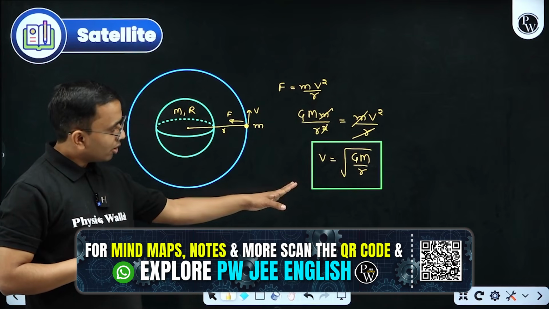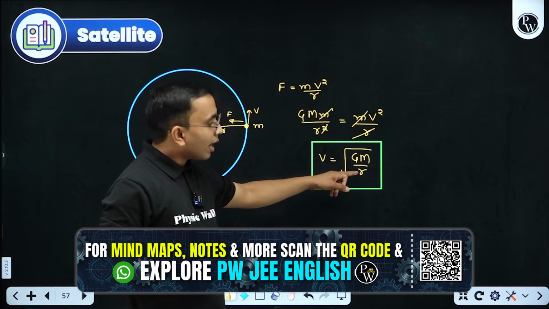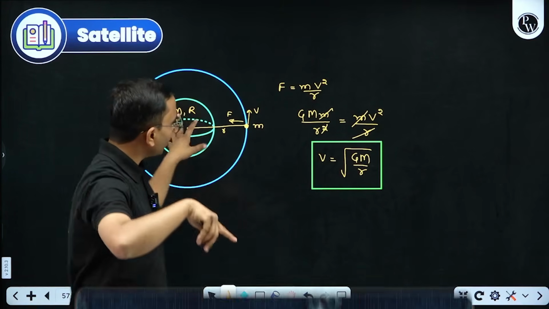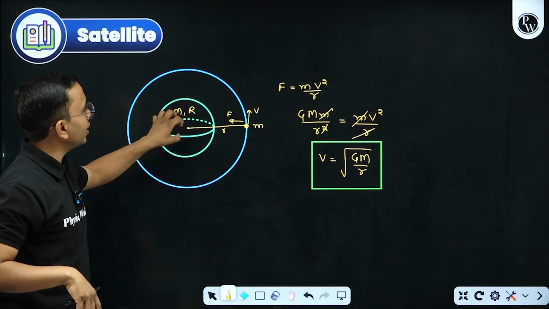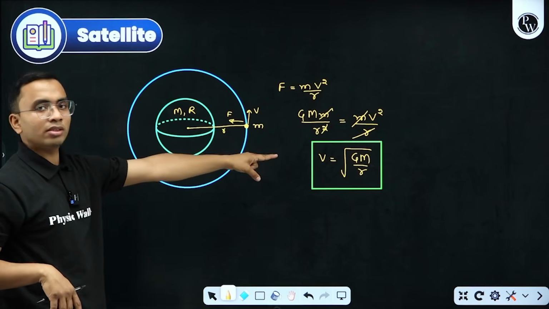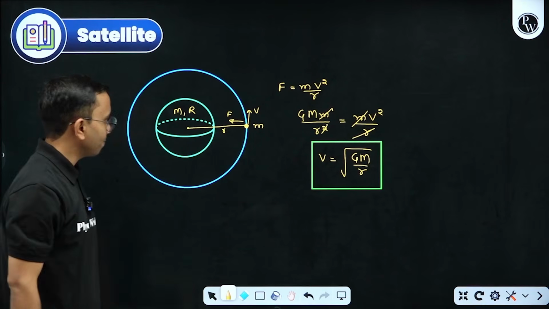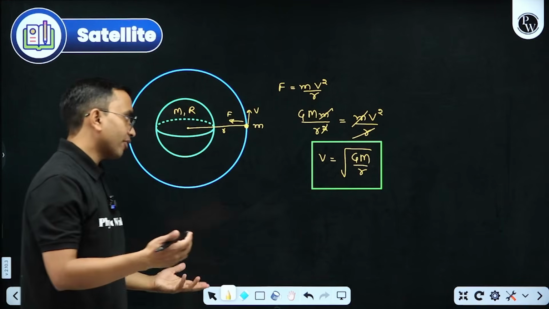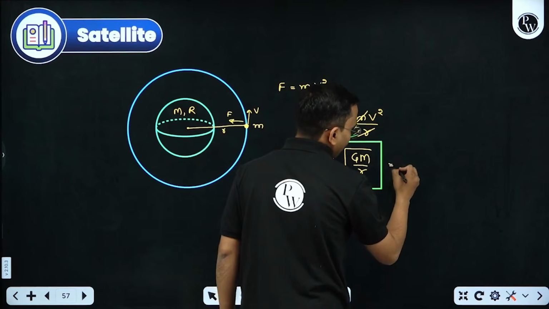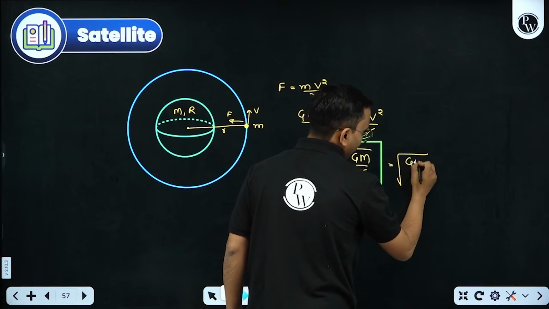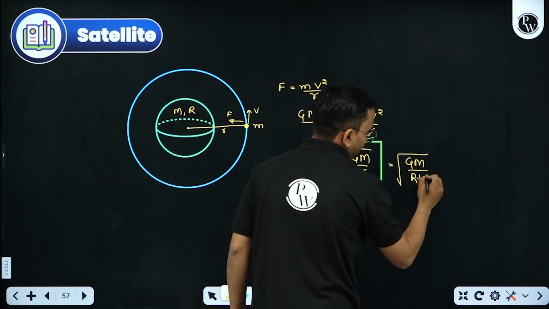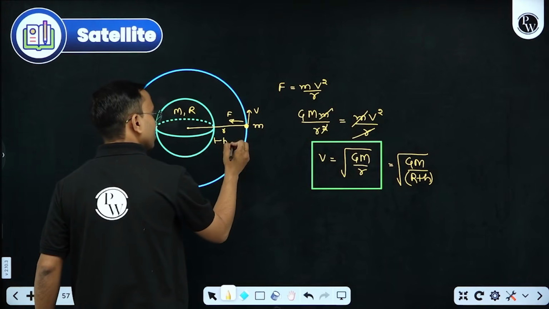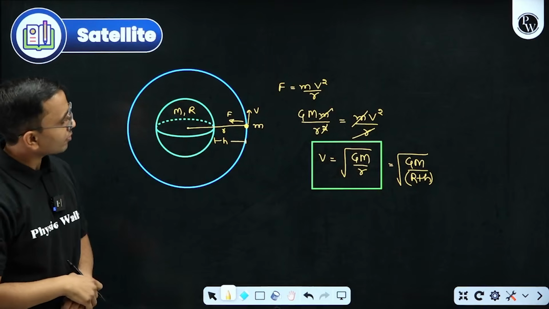And also, this r is the distance from the center. It depends on the orbit of the satellite, not on the radius of the planet. You may change the radius of the planet. If the mass remains the same, this will remain the same. Getting it? So this becomes my speed. I can write this speed in terms of height from the surface as well: root of GM divided by r plus h, if h is the height of the satellite from the surface. So I can write this in terms of h.